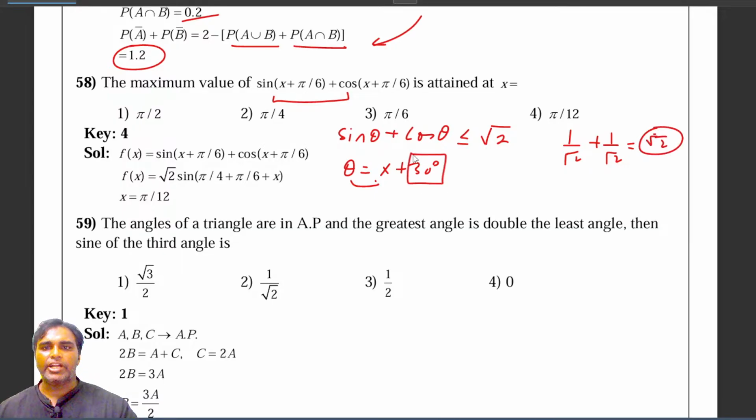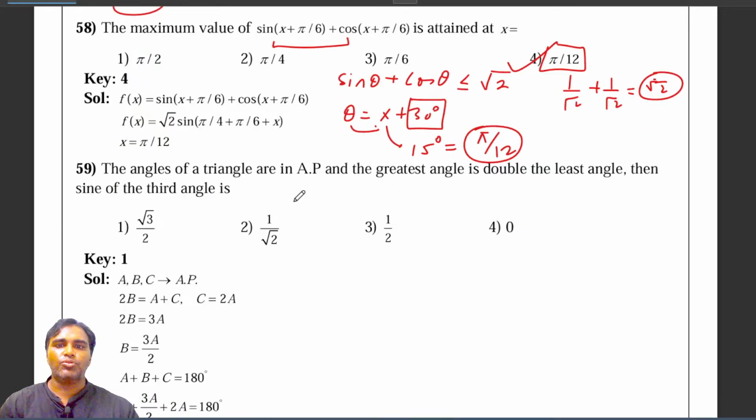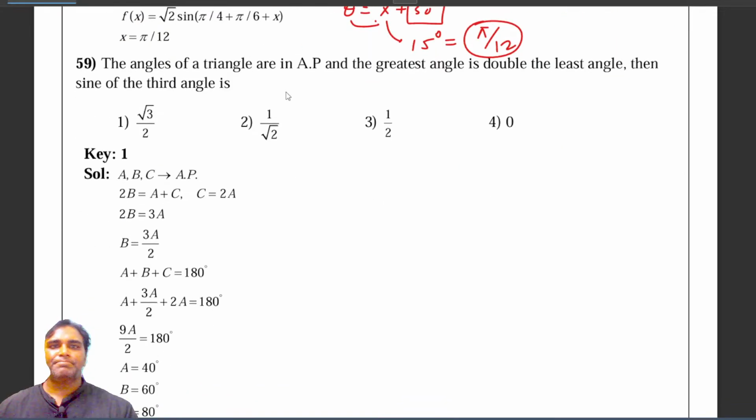30 degree I already have. How much do I need? 15 degree. And 15 degree is how much? Pi by 12. So the answer is option 4. Clear? 58 answer is how much? 4.